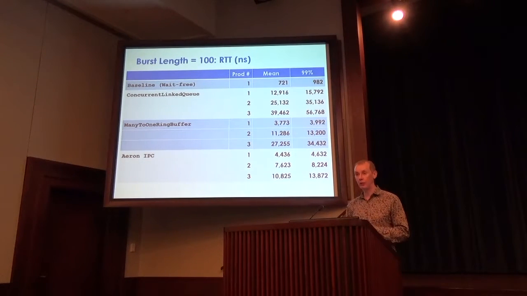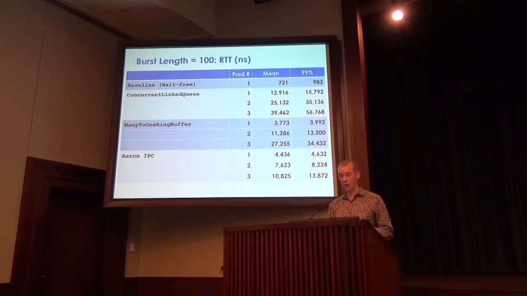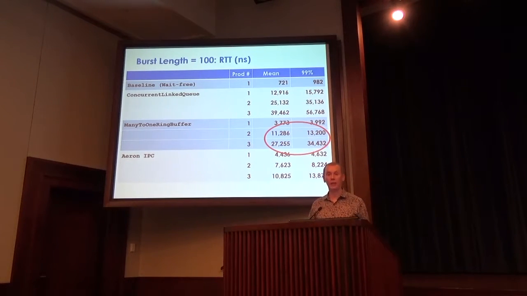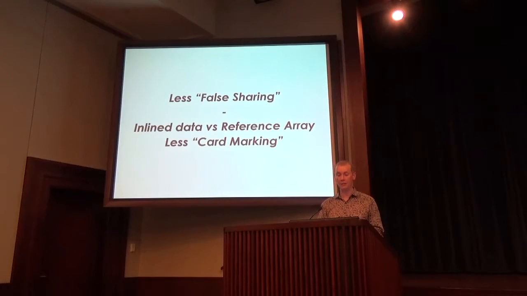So if we send a burst of traffic into the machine, how does it cope? Well, in the many-to-one case, notice we've actually had a step improvement over the last concurrent linked queue. So we've had our first major step forward, especially in the 99% case. Why is that? It's kind of interesting. And that's because of an effect known as false sharing.